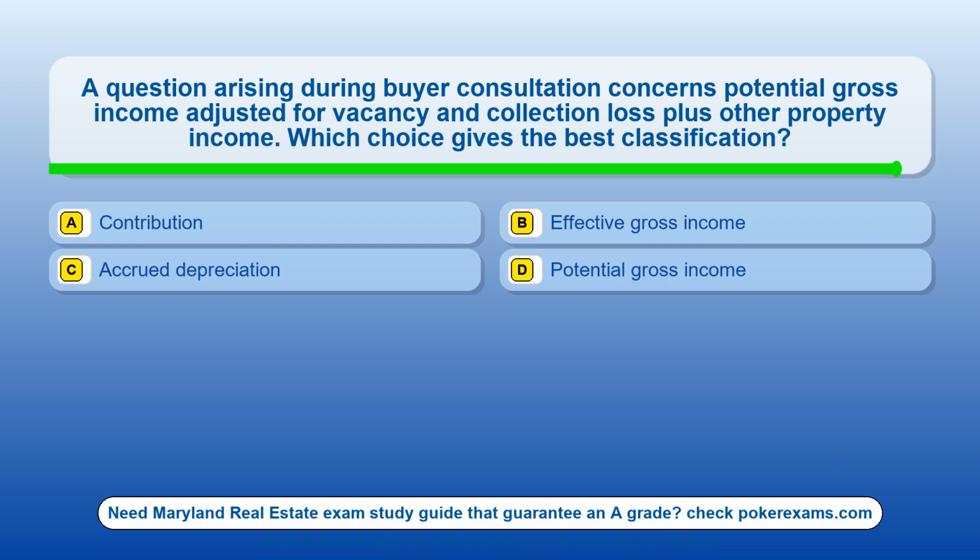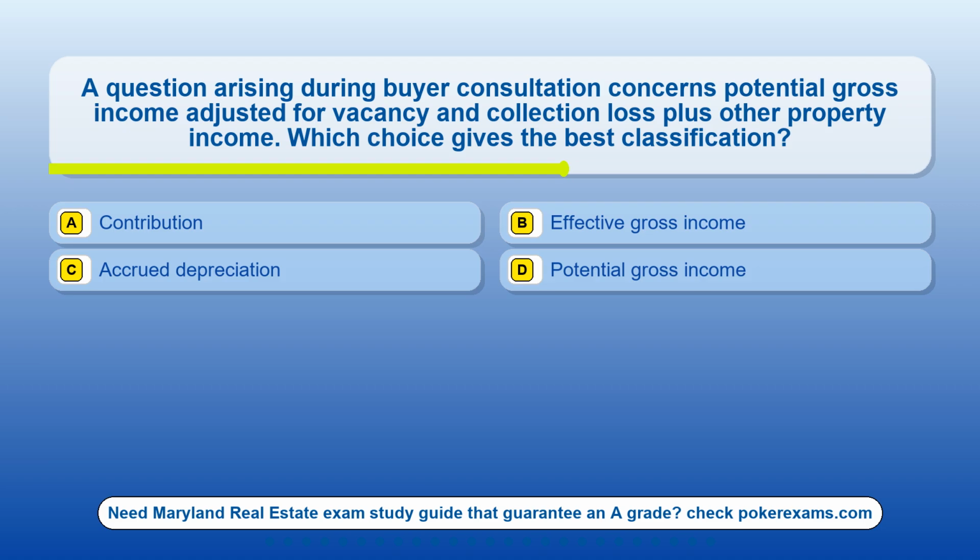Question 14. A question arising during buyer consultation concerns potential gross income adjusted for vacancy and collection loss plus other property income. Which choice gives the best classification? Option A, contribution. Option B, effective gross income. Option C, accrued depreciation. Option D, potential gross income.